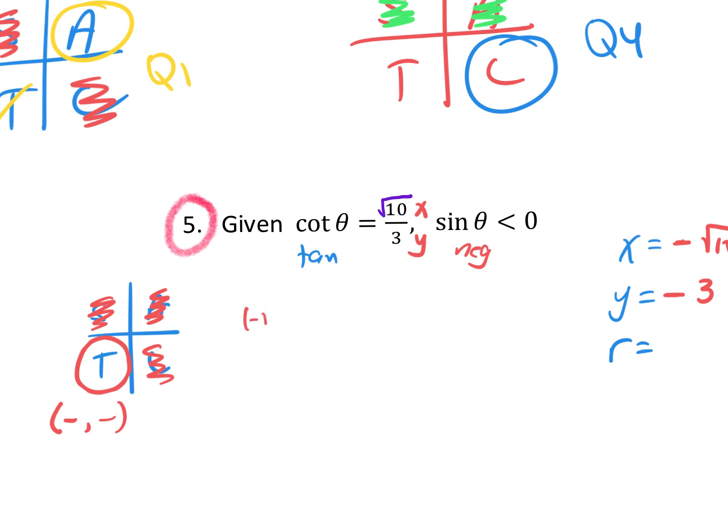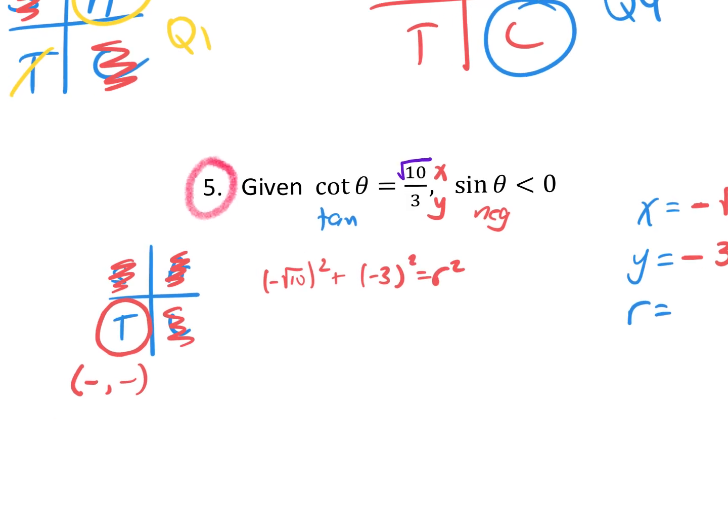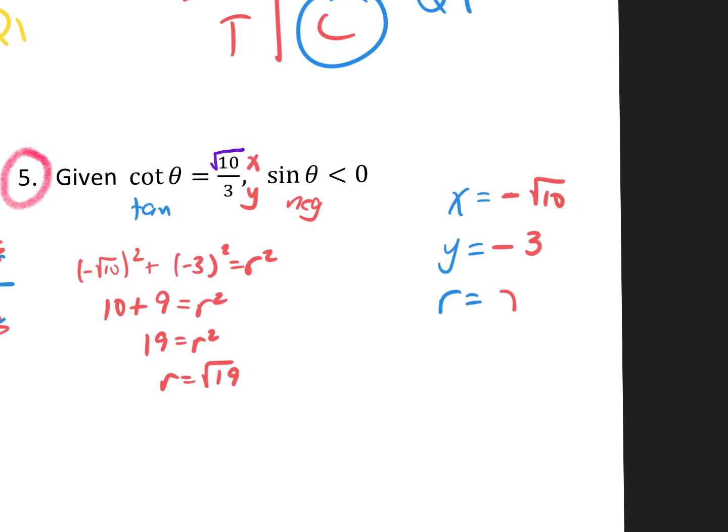It's the Pythagorean theorem. x squared plus y squared equals r squared. What's negative root 10 squared? Just 10. Plus, what's negative 3 squared? 9 equals r squared. So 19 equals r squared. So r equals the square root of 19. If that were to break down, what should we do? Break it down, but it doesn't.